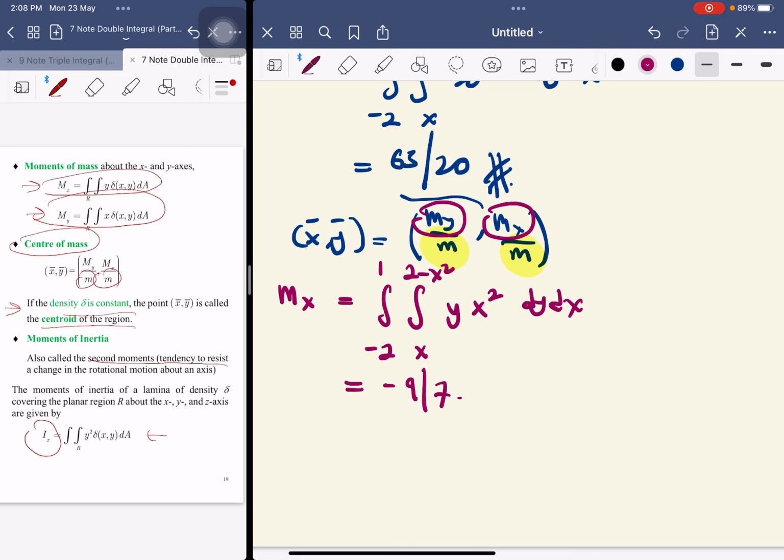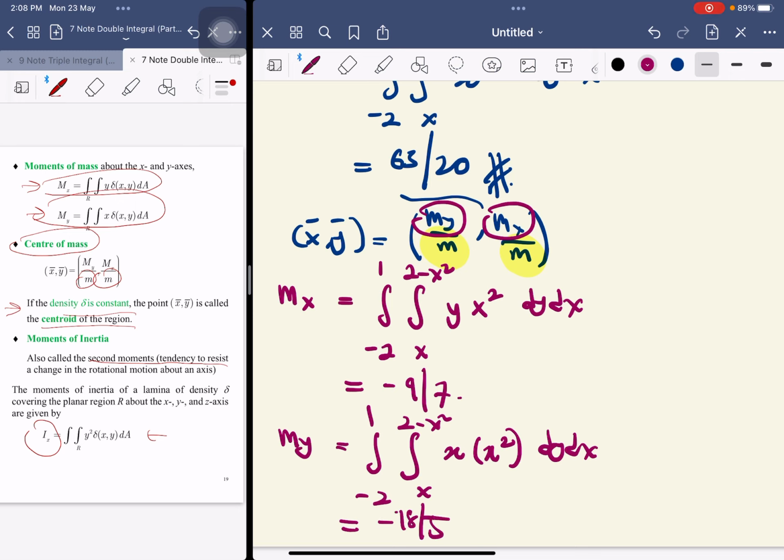We're going to repeat the same procedure, but now the next one is for us to find the moment of mass about the y-axis. Still maintain the same limit. It's just that now it's going to be x multiplied with the density, which is x square, right? So we have dy dx as well, the same limit, x up to 2 minus x square. If you solve for this part, you're going to get -18/5. So you have figured out the moment of mass about x and y axis.